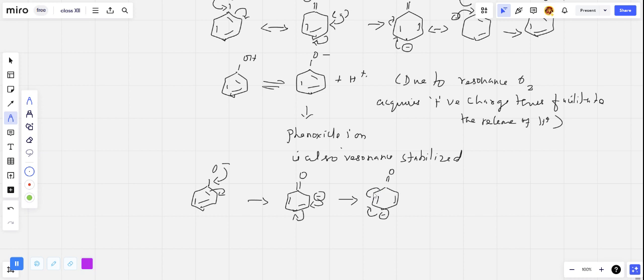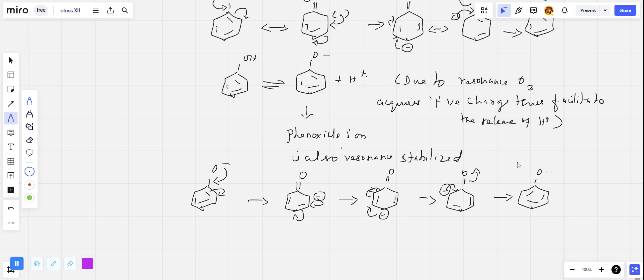It will give the double bond O. Again, this will go this side, and again this goes this side. So this is the resonance stabilization of the phenoxide ion.